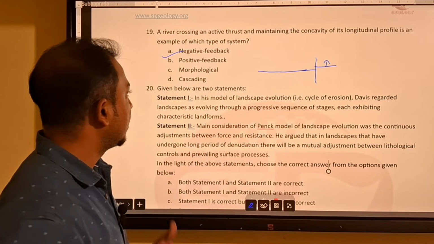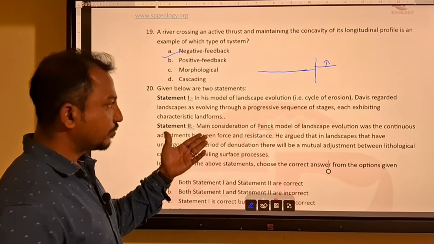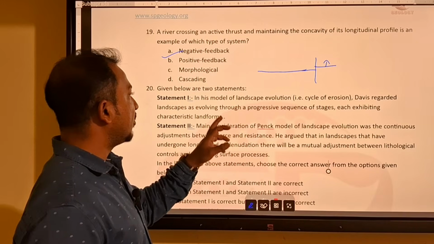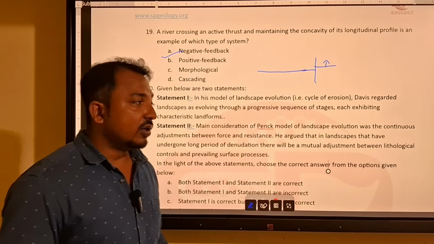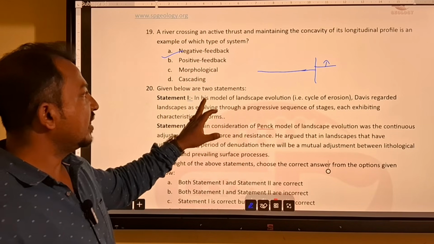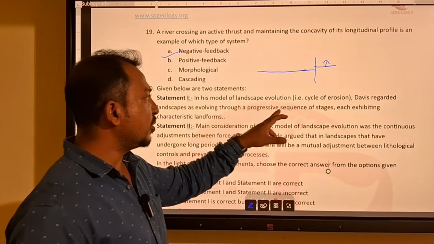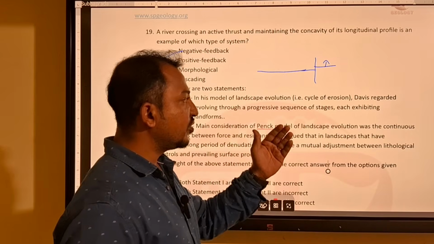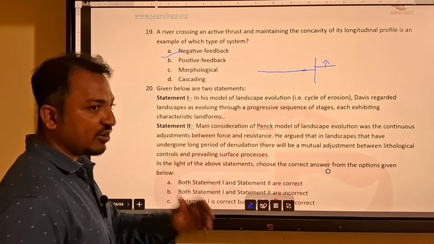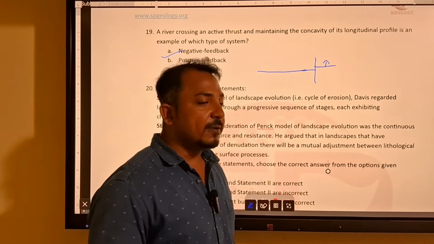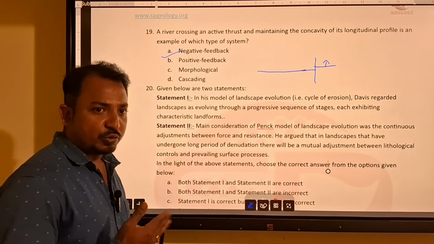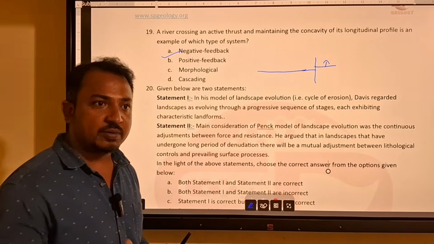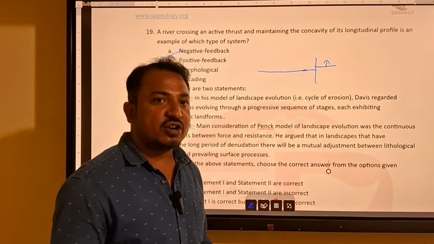So the next question is on the basis of the cycle of erosion model. The two models: one is the Davis model, another is the Penck model. So let's see statement 1. In his model of landscape evolution, that is the cycle of erosion, Davis regarded landscape as evolving through a progressive sequence of stages, each exhibiting characteristic landforms. According to Davis, he divided it into three parts: youth, mature, then old stage. According to different stages, different landforms will be produced and different energy conditions will be determined.